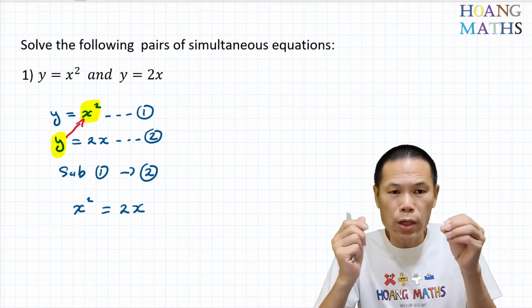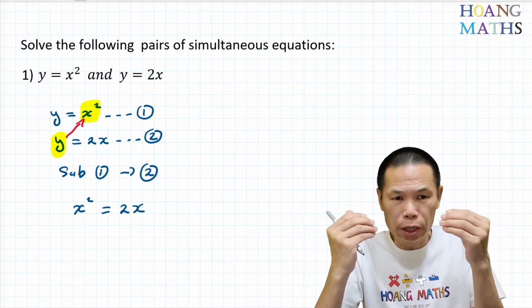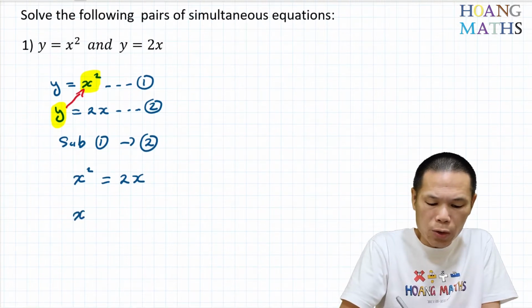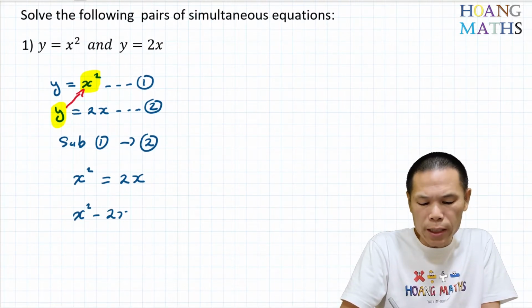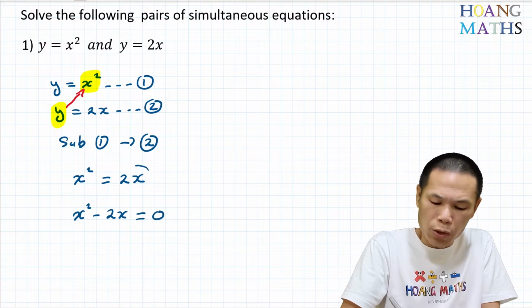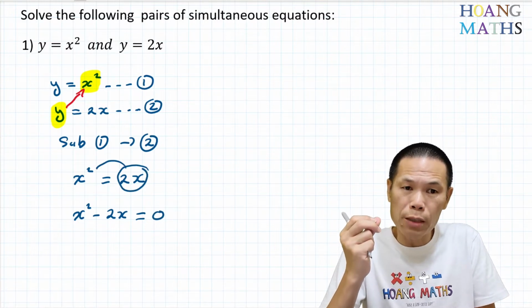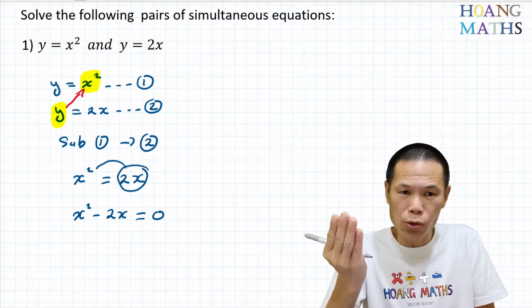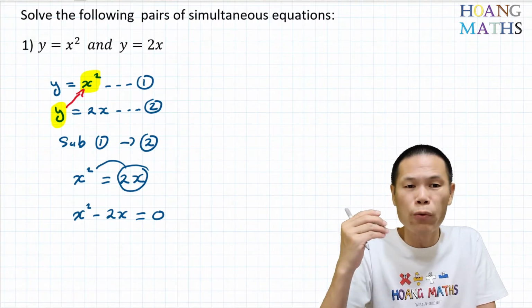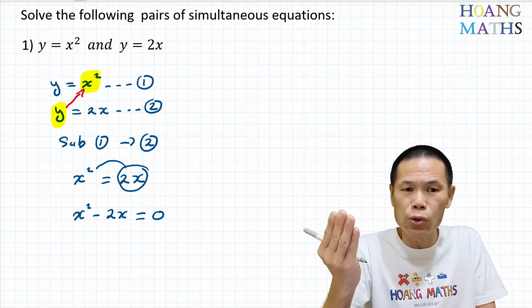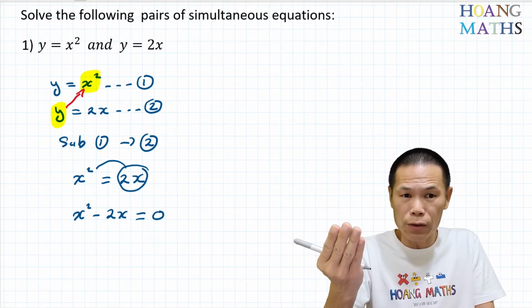Now to solve these quadratic equations, we need to make the equation equal to 0 first. So this means that x squared minus 2x is equal to 0, because I want to move this to this side. So that becomes ax squared plus bx plus c is equal to 0. Remember that, okay? When you solve quadratic equations, we need to make the whole equation equal to 0. Then we can factorize from there.